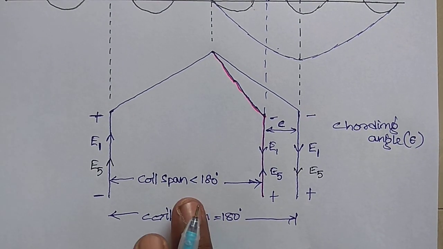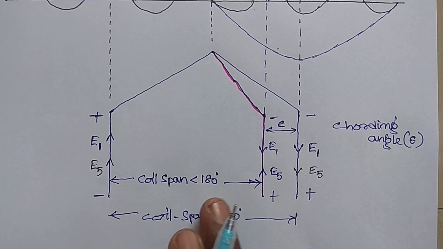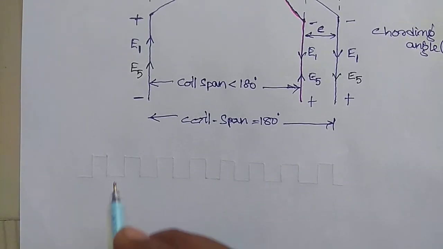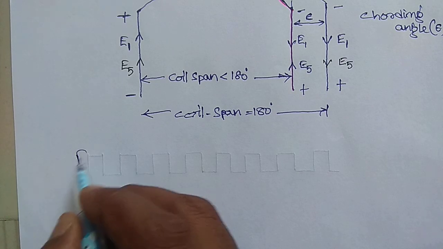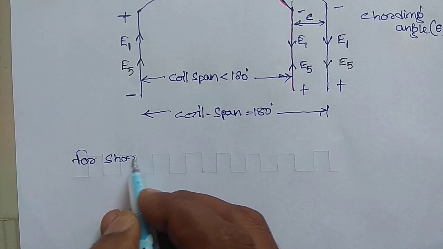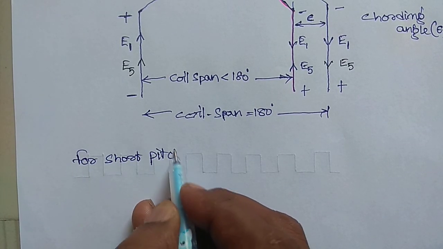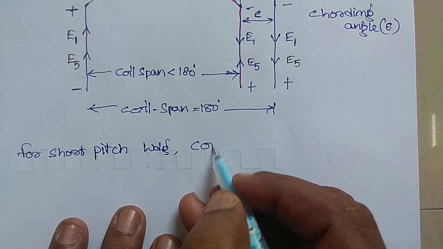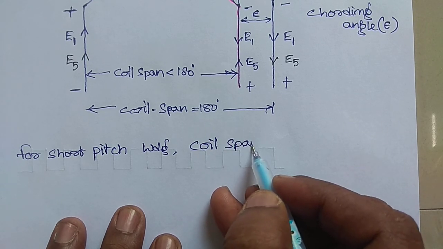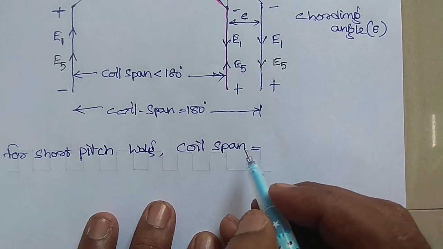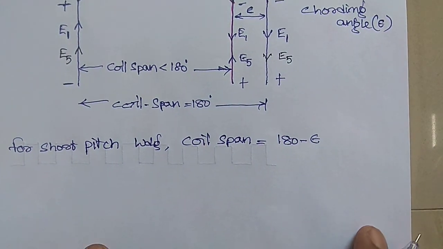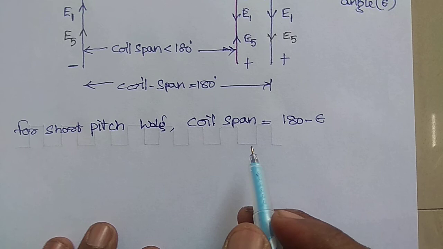So now what happens, the coil span is less than 180. How much? What is that value? For a short pitch winding, coil span is equal to 180 minus epsilon. Is it right or not? So that's why it is always less than 180.